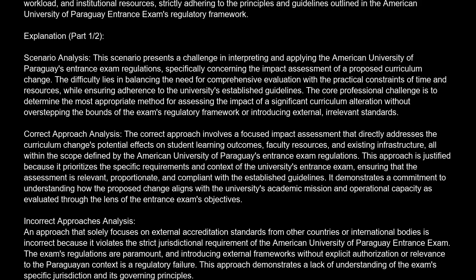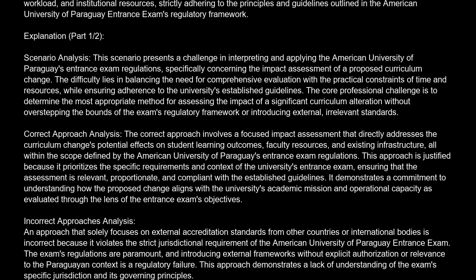Incorrect approaches analysis. An approach that solely focuses on external accreditation standards from other countries or international bodies is incorrect because it violates the strict jurisdictional requirement of the American University of Paraguay entrance exam. The exam's regulations are paramount, and introducing external frameworks without explicit authorization or relevance to the Paraguayan context is a regulatory failure. This approach demonstrates a lack of understanding of the exam's specific jurisdiction and its governing principles.